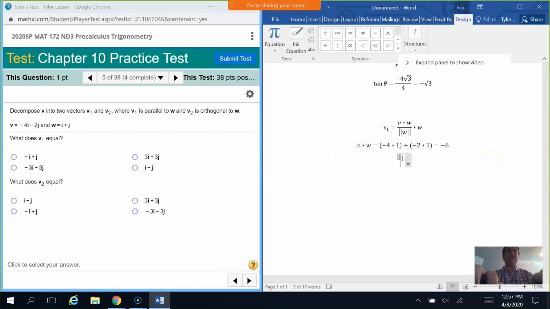We also need to find the magnitude of W, and that's that square root thing. So this is going to be the square root of W's components, 1 squared plus another 1 squared. Oops, that should all be under the square root. So we get the square root of 2.